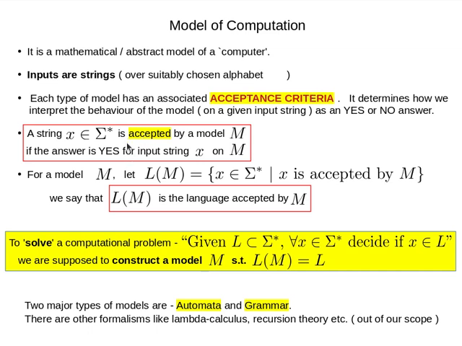We use this jargon: accepted by a model M. A string x is accepted by a model M if the answer is yes for that input x on M, right? Similarly, if it is not accepted, we say it's rejected. These are standard terminology to say that the string is accepted or rejected. Just remember that.